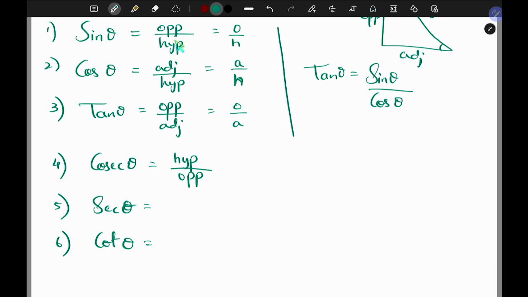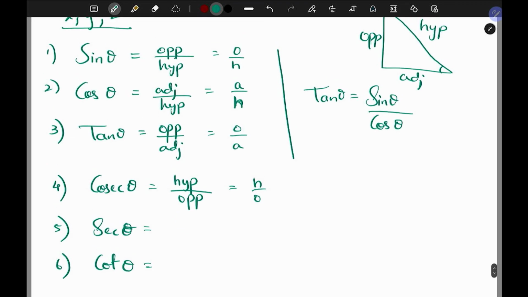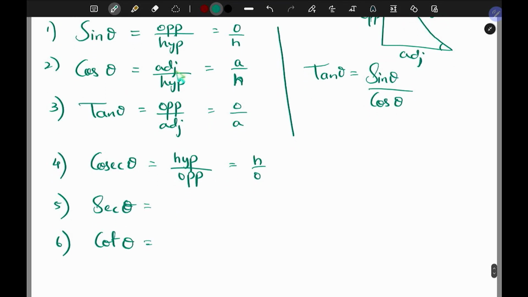Simple. You're writing the first formula, but you're just writing the opposite of what is written. If it is opposite by hypotenuse, you write hypotenuse by opposite. Same thing for the second one, you write it again, but reciprocal it. Hypotenuse by adjacent, which is A by H becomes H by A. Simple. Again, tan, third formula, it is written again and its reciprocal: adjacent by opposite, which is A by O.